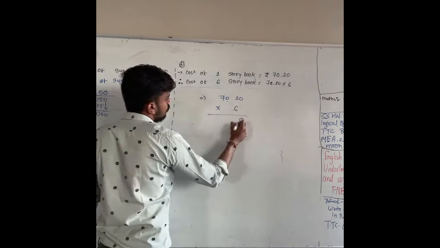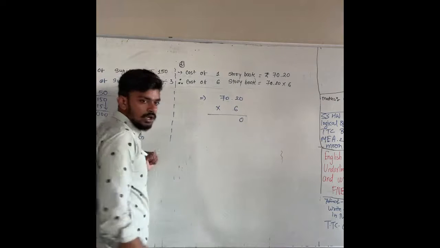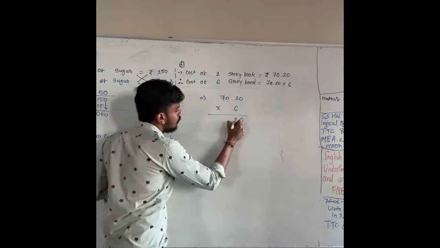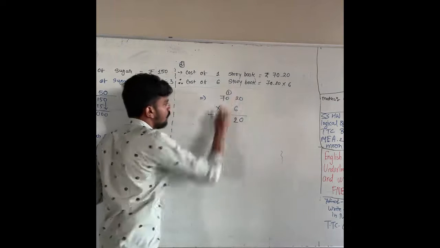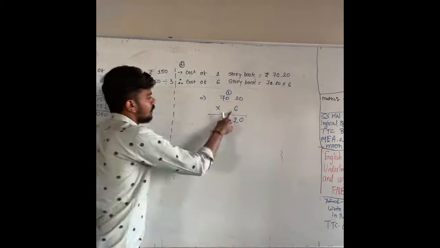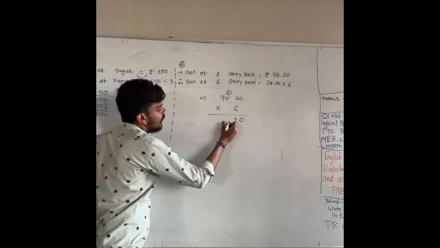Six zeros are 0. Six twos are 12. Two here, 1 carry over. Isme to hota hai 1 carry. Six. उसके बाद अभी आ गया डेसिमल पॉइंट.